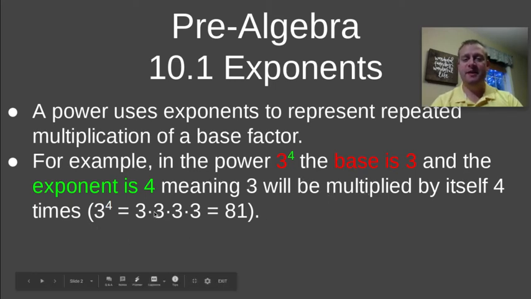So 3 to the fourth expanded out would be 3 times 3, which is 9, times 3, which is 27, times 3, which is 81.